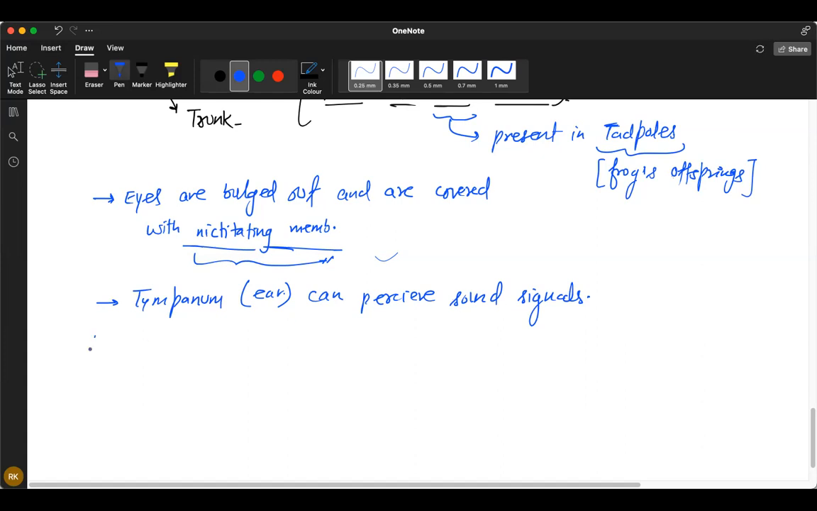And they are adapted for swimming. And what is that adaptation that helps them to swim? They have webbed toes, right? Their toes are webbed. Is it clear?